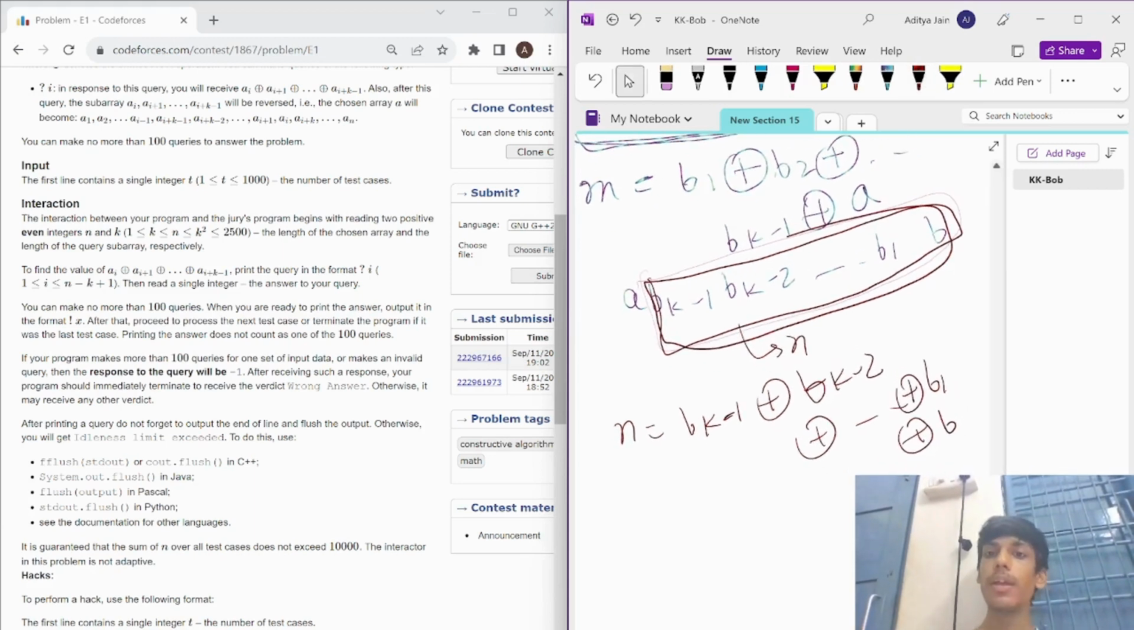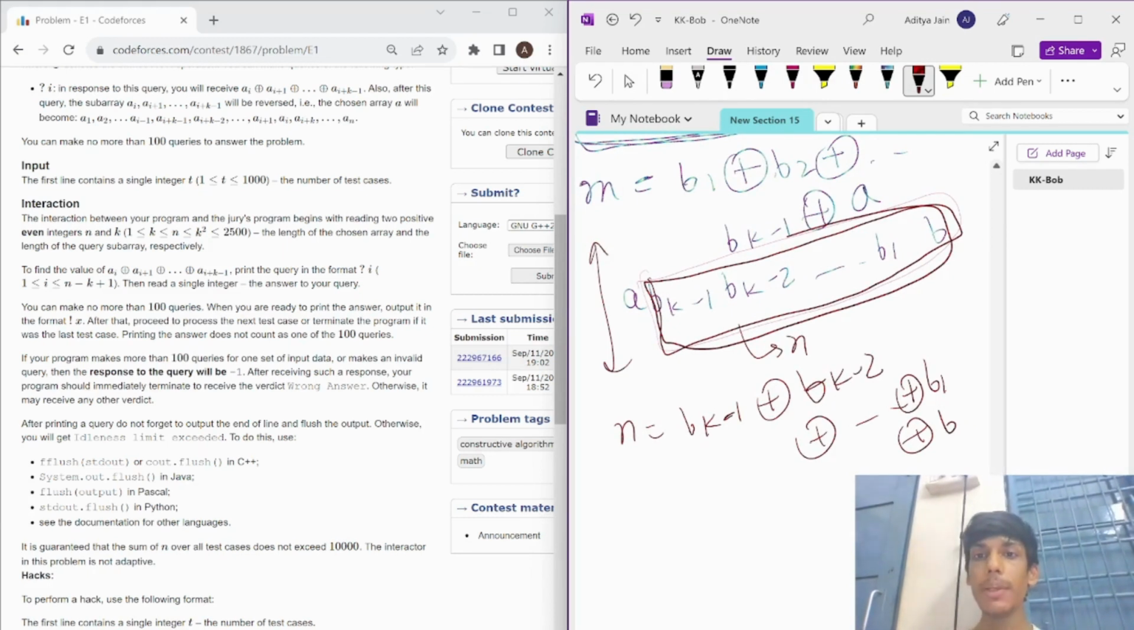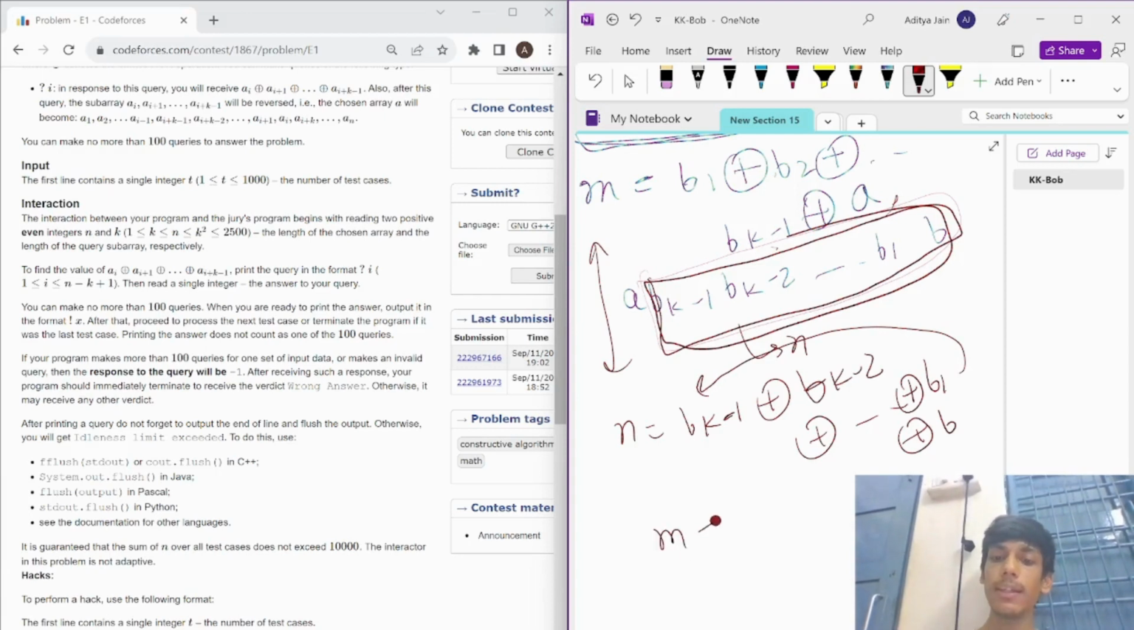Now clearly see m and n. m is the XOR of b1 to bk minus 1 XOR A, and n is the XOR of b1 to bk minus 1 XOR B. So if you see clearly, m XOR n is equal to A XOR B.